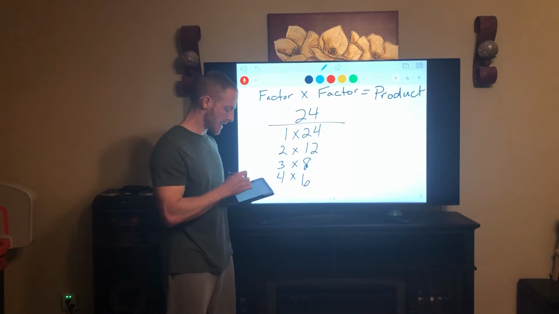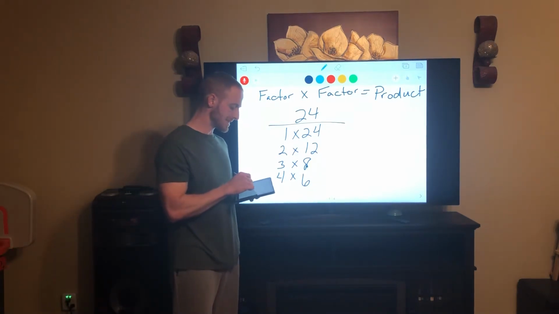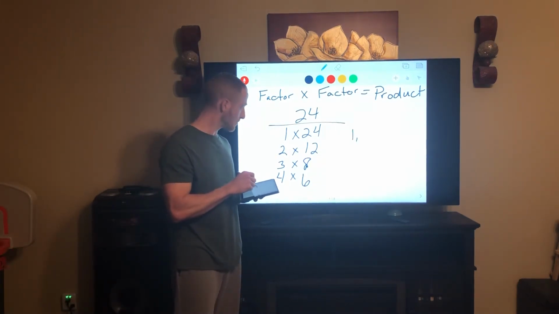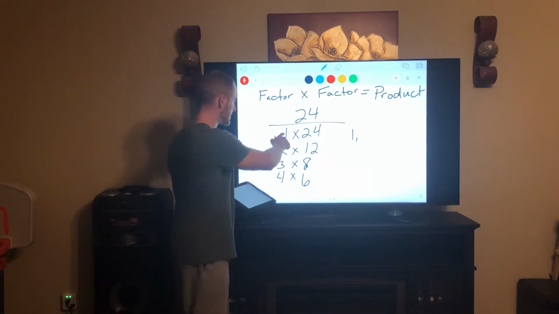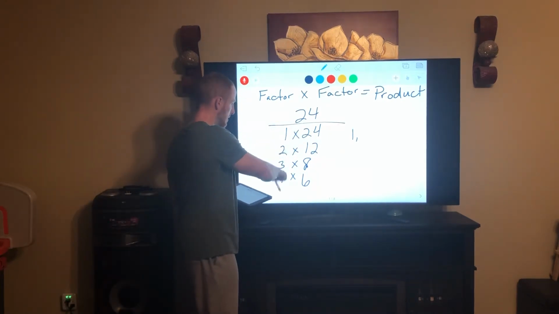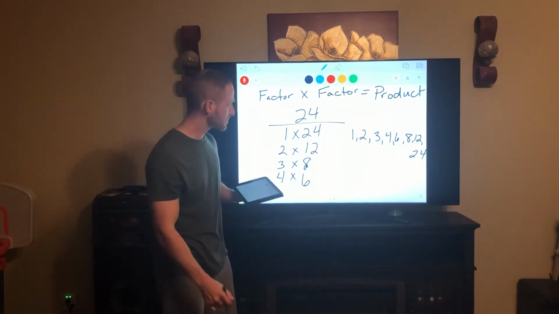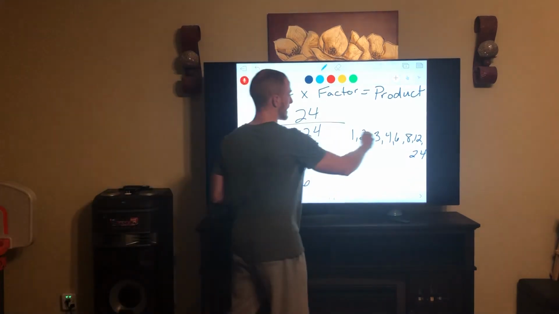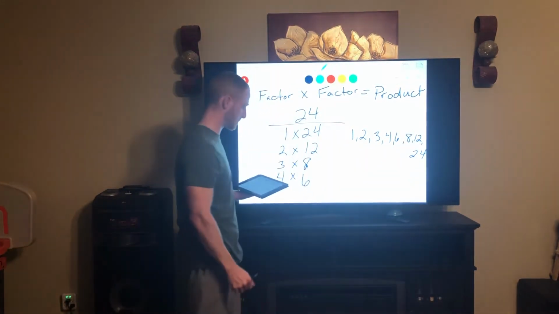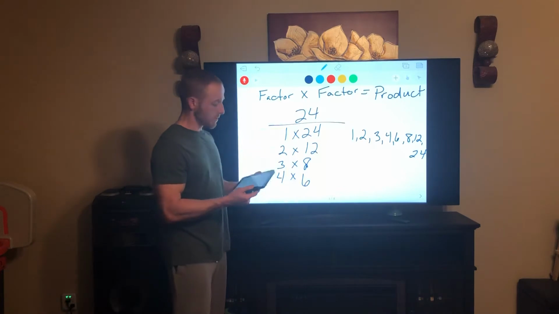And when I get my factors, you know that you list them in order from least to greatest, and you can simply just come down this column here. So I have 1, 2, 3, 4, 6, 8, 12, and 24. Okay, so I listed out my factors over here to the side. So that is a quick review on factors.